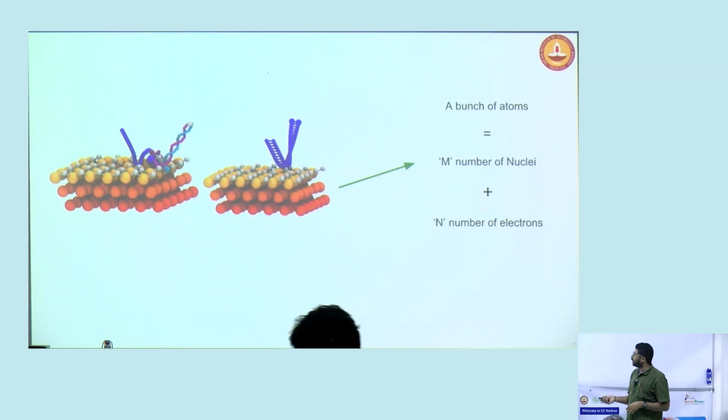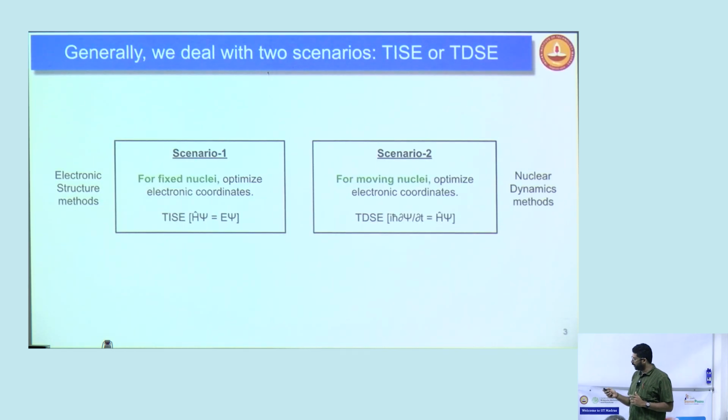Okay, so in general, as a computational chemist or a material scientist, we see any material simply as a bunch of atoms. They are like m number of nuclei and n number of electrons that are interacting with electrostatic forces, Coulomb forces. So we generally deal with two kinds of scenarios. First scenario is for the case where the nuclei are fixed, where you are trying to optimize the coordinates of the electron. When we say optimize the coordinates of electrons, essentially we are optimizing the wave function. The moment you get the wave function, you will know all the properties.